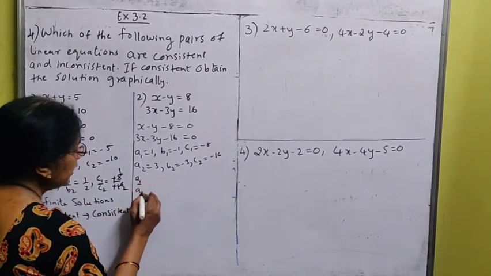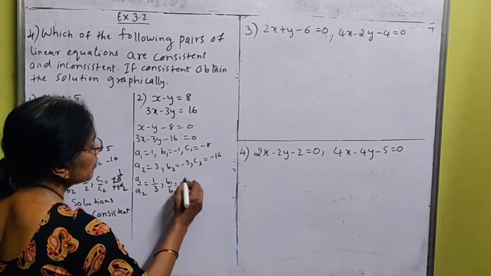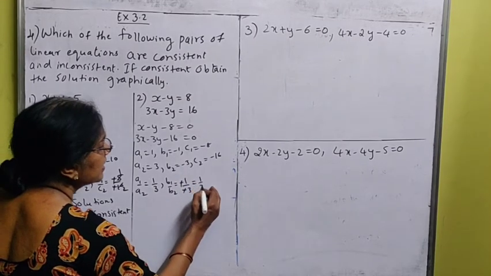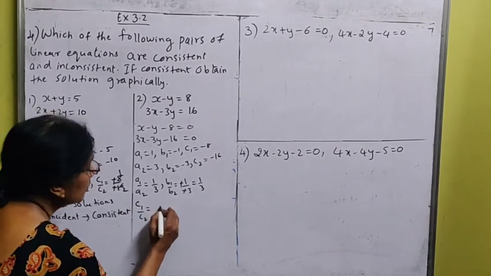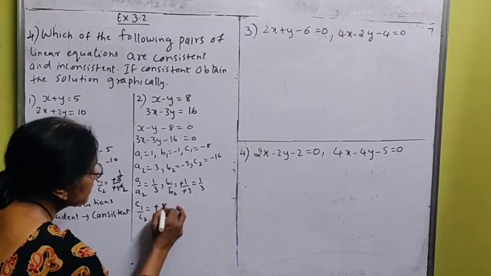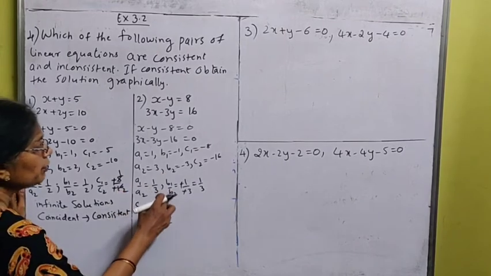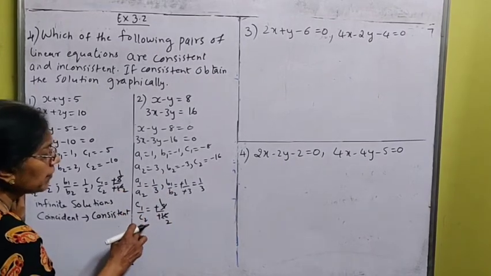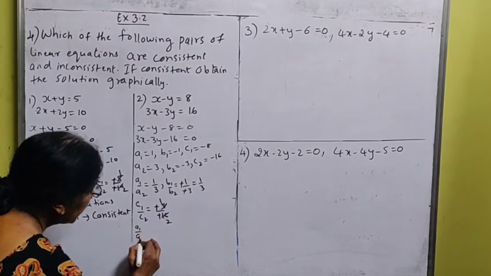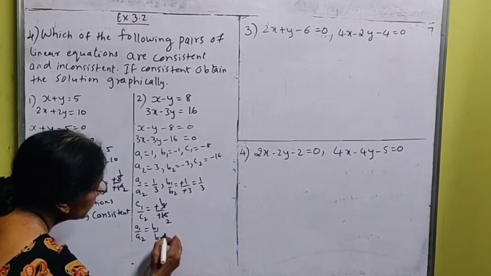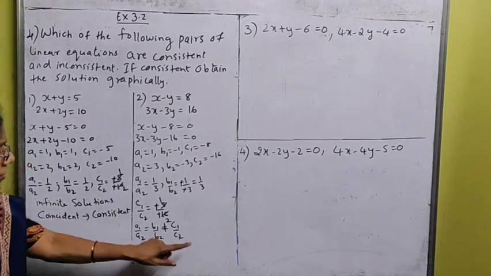So a1 by a2 is equal to 1 by 3. b1 by b2 is equal to minus 1 by minus 3, the minus signs cancel, so it becomes 1 by 3. Then c1 by c2 is equal to minus 8 by minus 16, the minus sign cancels, which is 1 by 2. a1 by a2 is equal to b1 by b2, but it is not equal to c1 by c2. See, 1 by 3, 1 by 3, 1 by 2. So what you got: a1 by a2 is equal to b1 by b2 is not equal to c1 by c2. So the ratios are not equal.